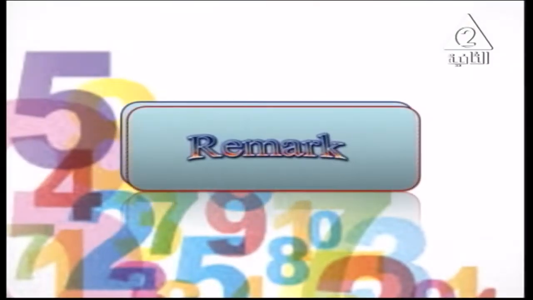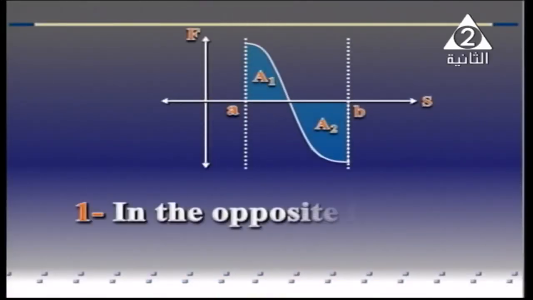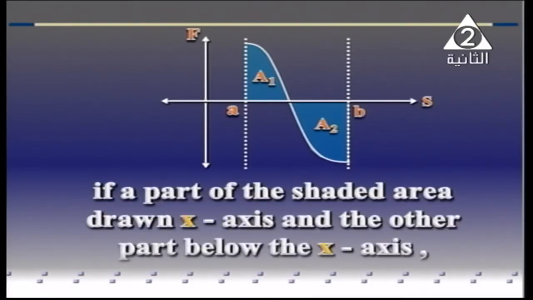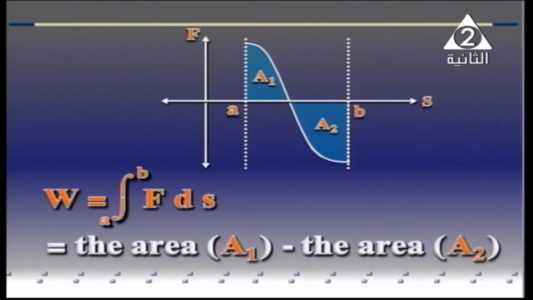Remark, my dear students: in the opposite figure we know that a part of the shaded area is above the x-axis and the other part is below the x-axis. We have two areas, upward and downward, relative to the x-axis or displacement. Then we deduce that the work done equals the definite integral from A to B, F ds, equals the area above the x-axis A1 minus the area below the x-axis A2.